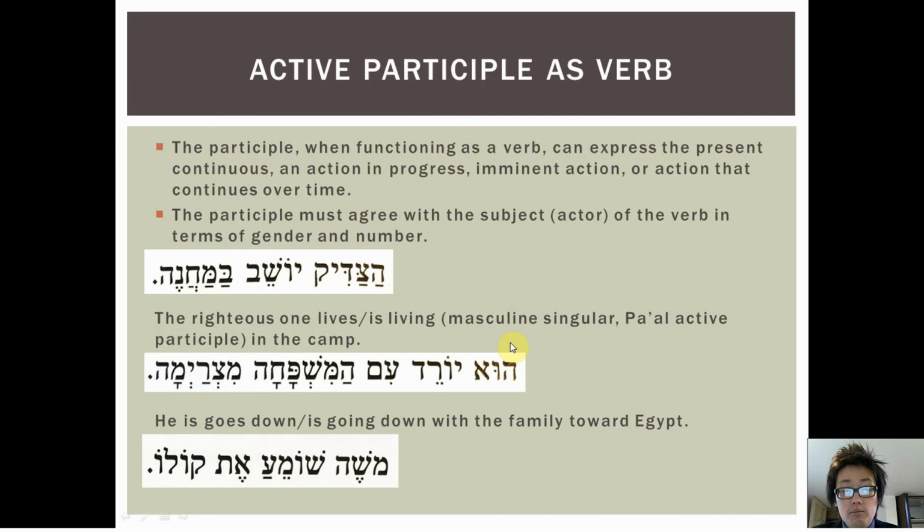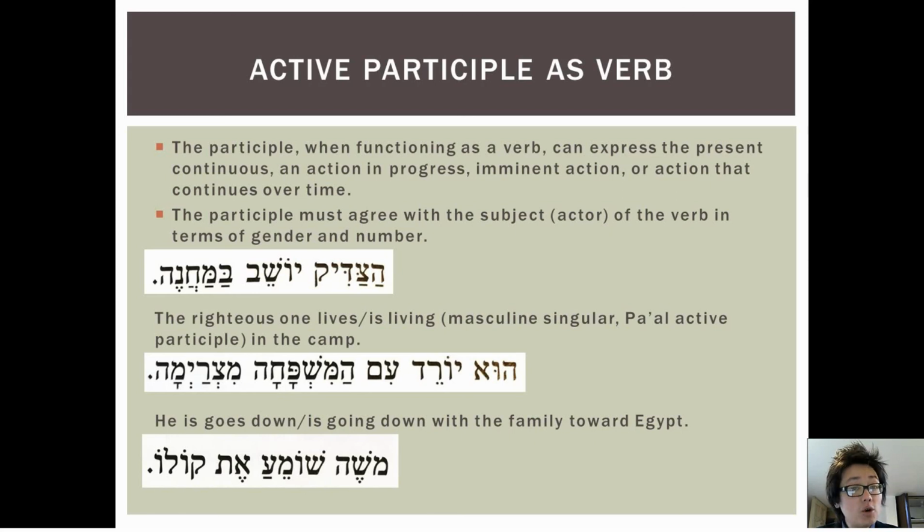Let's look at the last one. Moshe, okay, our guy Moses, shomea et kolo. So again, remember the vowels under the second and third radicals can change, and this occurs when you have this furtive patach beneath tied in with the tsere, and this happens often with verbs that end with a chet or an ayin. So we have Moshe shomea et kolo.